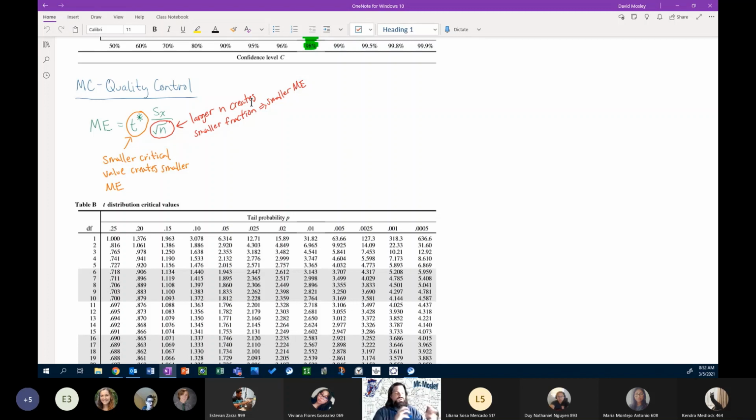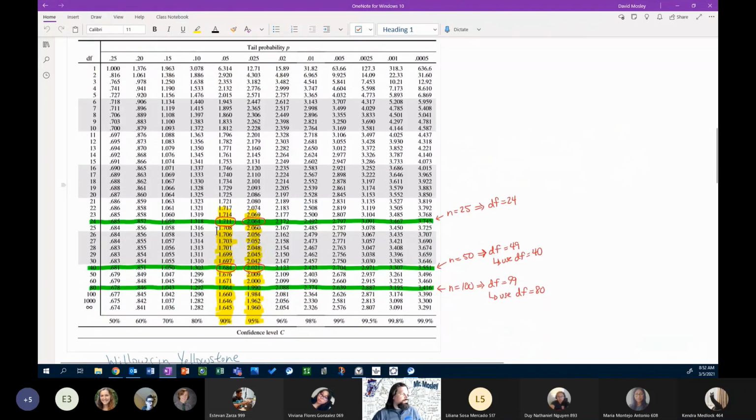So between those two things that we have to work with here, we can kind of whittle it down, right? We can also just look at the actual options here. If we have 25 in our sample, we have 24 degrees of freedom. We have 1.711 or 2.064 for 90% or 95% confidence. So of those two, the 1.711 would be better.